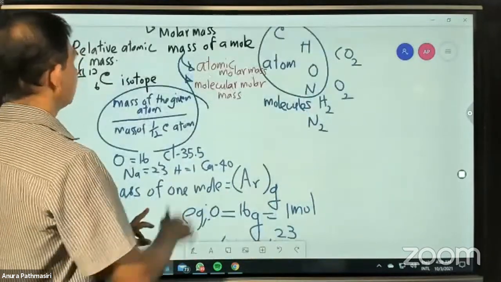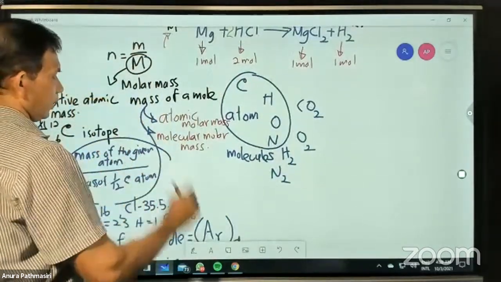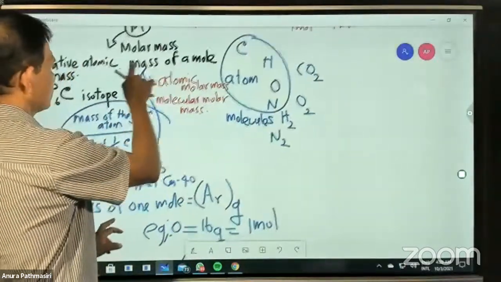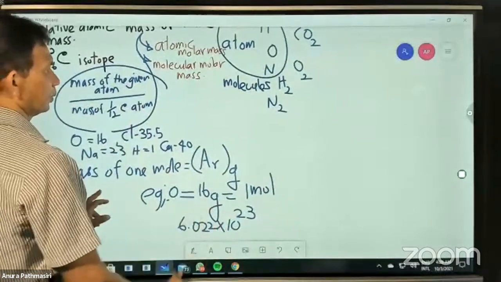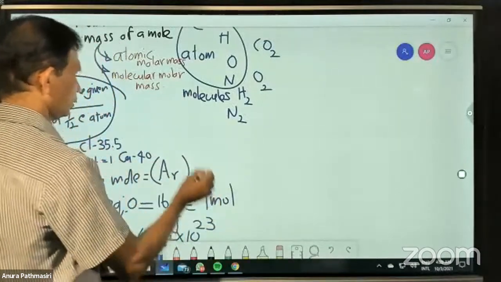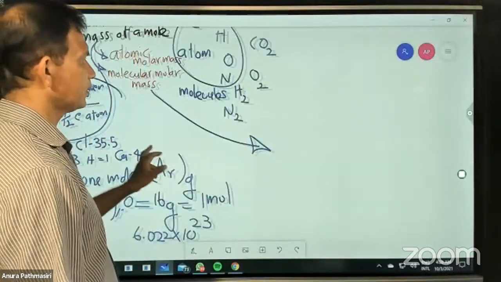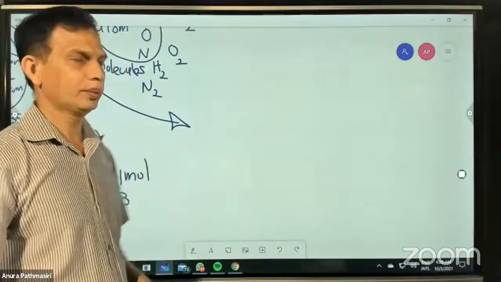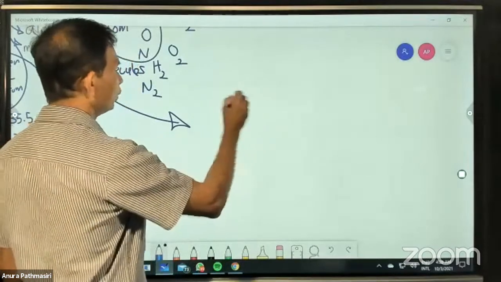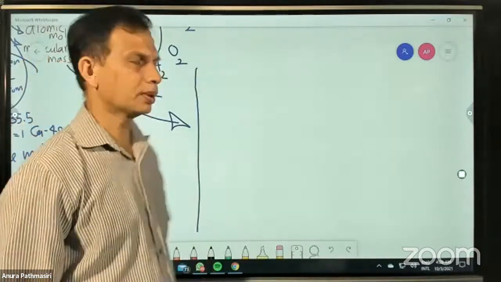Then we consider that n equals small n, not capital N. I went on only with the atomic molar mass and discussed it. And then I'm going to select the molecular molar mass. Now we are going to relate it with Avogadro's concept.